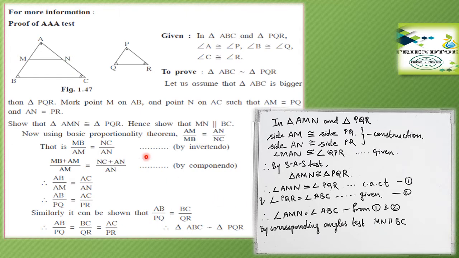Done. So once we prove that they are parallel, we have a triangle where MN is parallel to the third side. Then we can easily apply the basic proportionality theorem that we learned in this chapter, in the beginning.